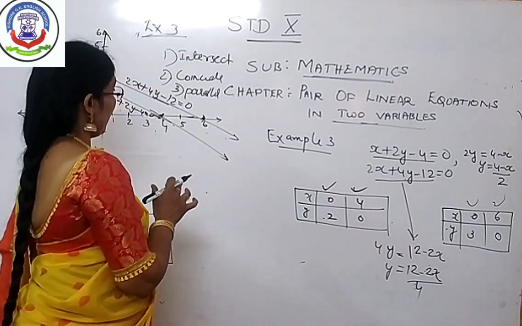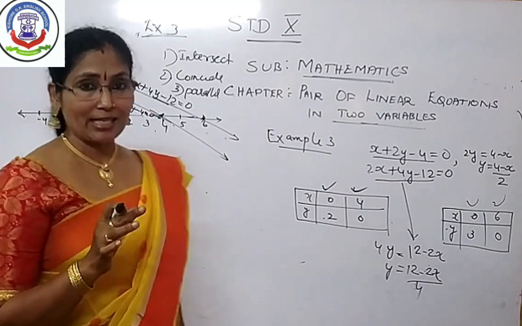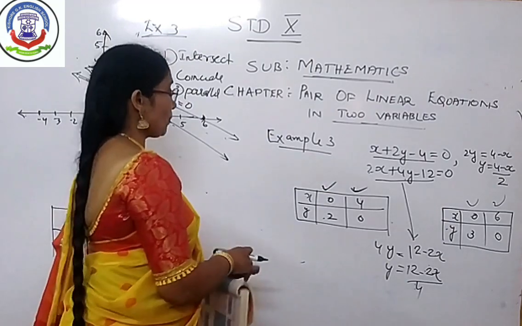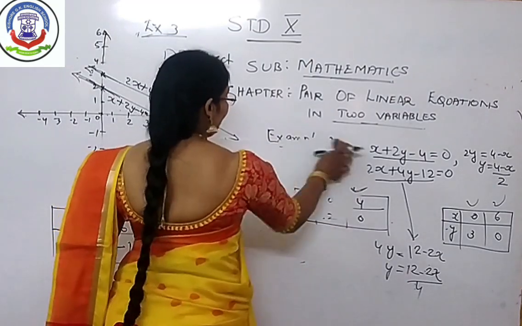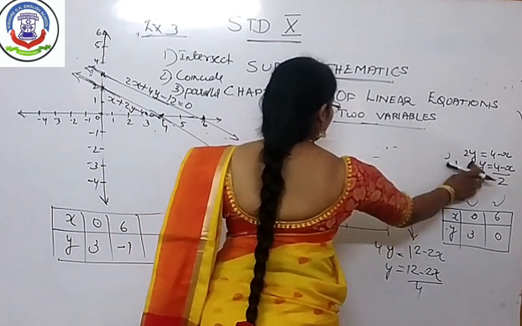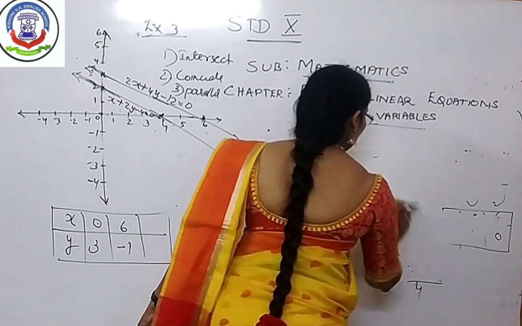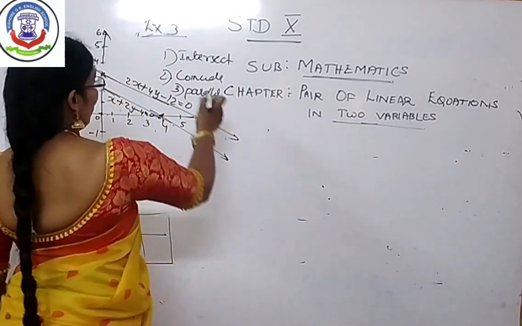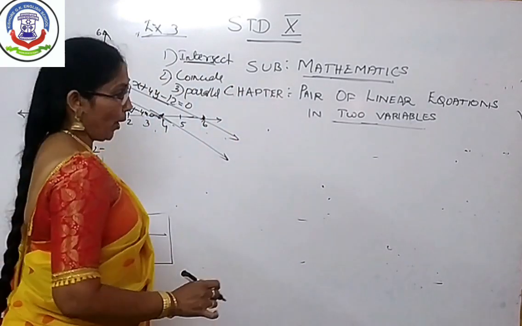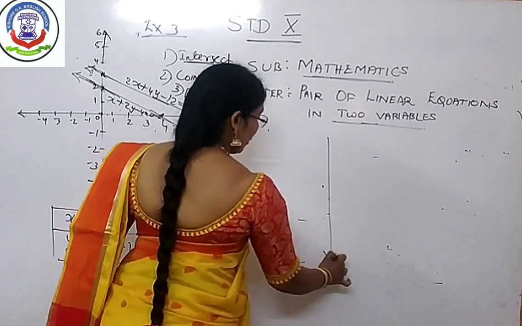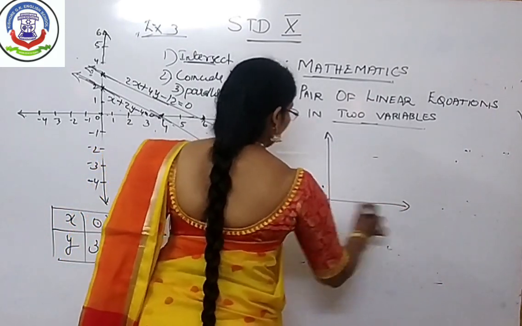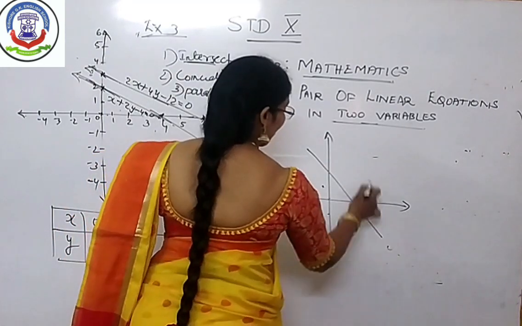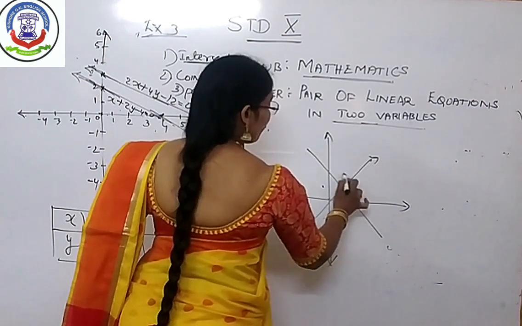Now I think you might have understood these 3 examples very nicely, and based on this I want to explain some more data. Here you know I told you 3 cases, that the lines intersect at a single point. In yesterday's graph you have seen that these 2 lines intersect at (4, 2).